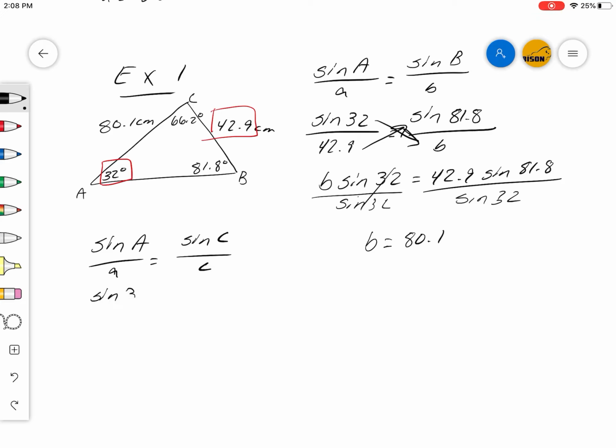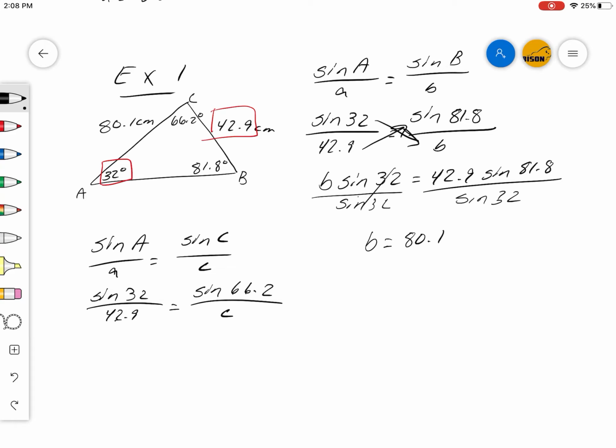So I've got sine of 32 over 42.9 is equal to sine of 66.2 all over C. Okay, this looks awfully similar to that last one that we had. We just have 66.2 instead of 81.8. That's the glory of this thing. It's really just doing the same thing over to find your third side.